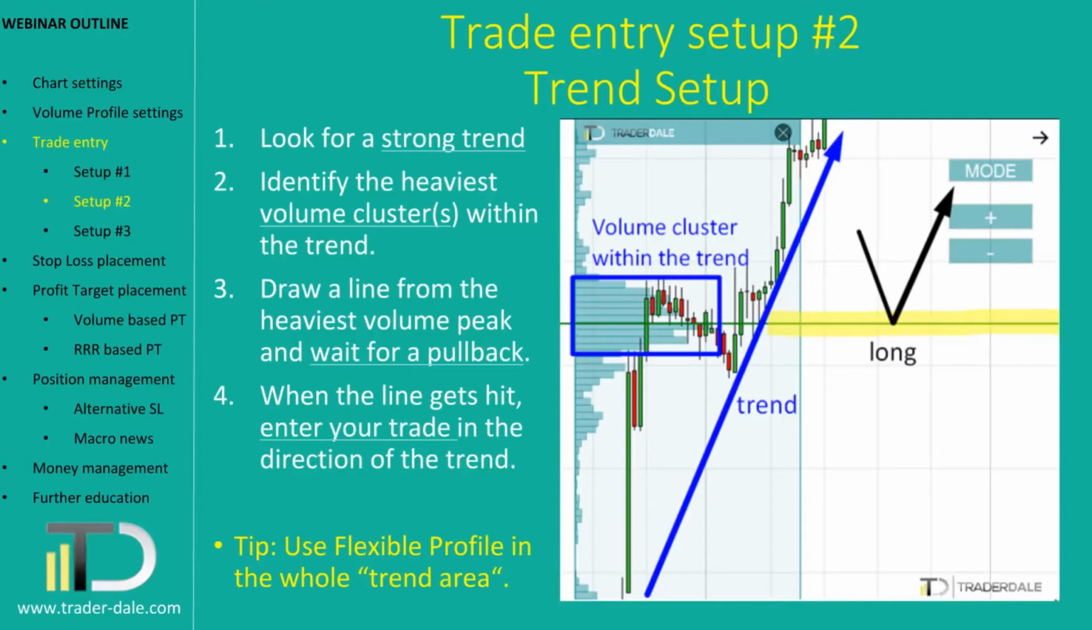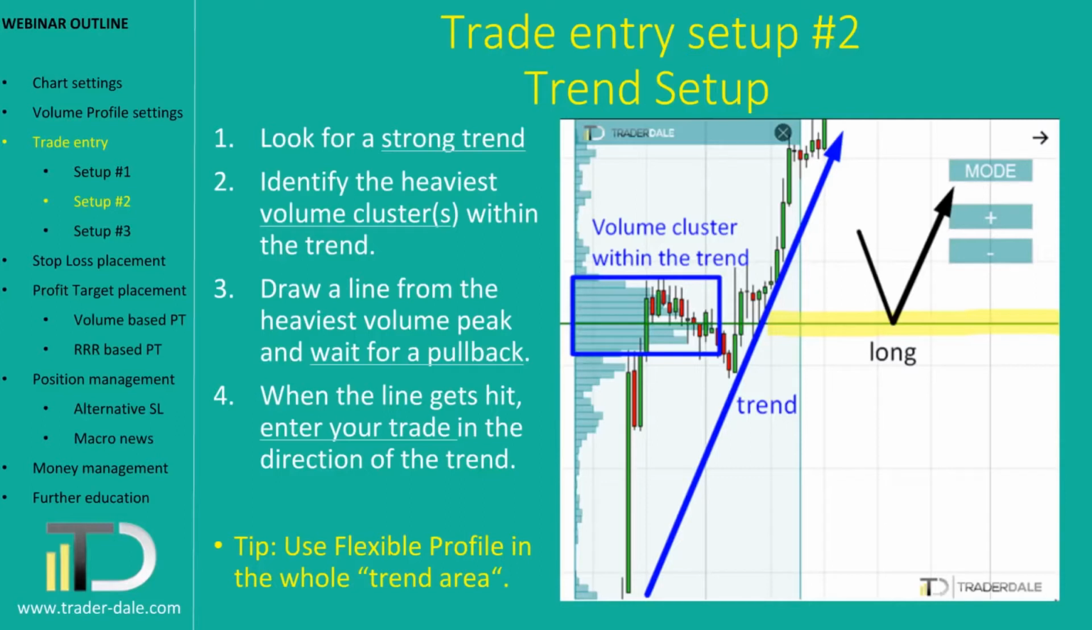So within this uptrend, I identify the strongest volume cluster, and from the place where the volumes were the heaviest inside this volume cluster, I enter a trade when the price makes a pullback into the direction of the trend. The logic is very similar to the previous setup.